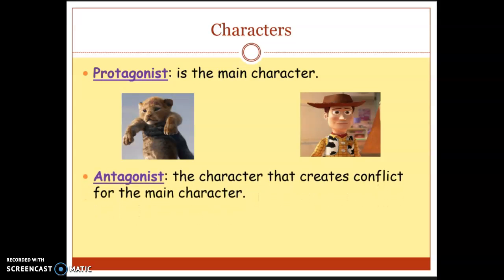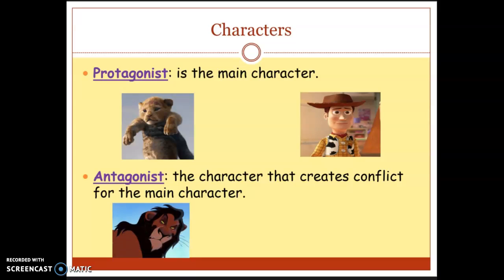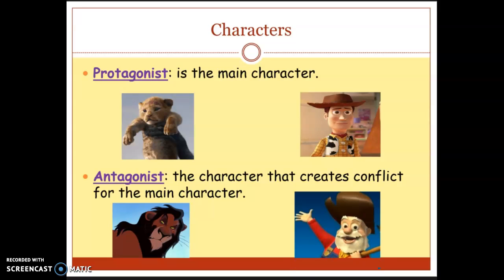An antagonist is the character that creates conflict for our main character. In this, for Simba, it's Scar. And for Woody, it's this other cowboy dude that I don't remember his name from one of the Toy Story movies. So the two main ones we talk about are protagonist and antagonist. From there, we kind of break it down a little bit more.